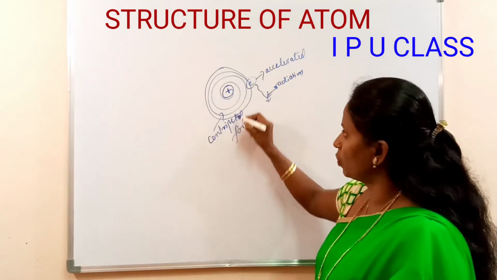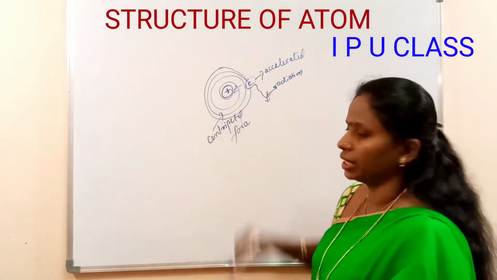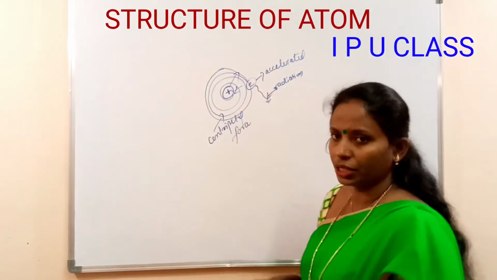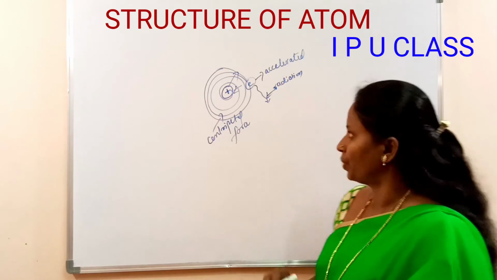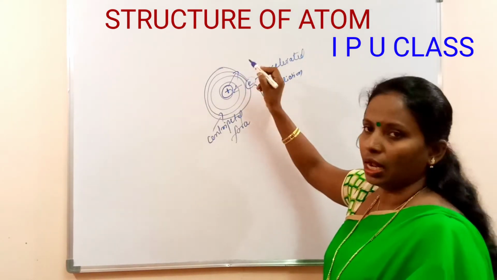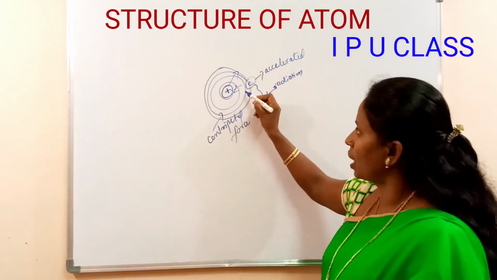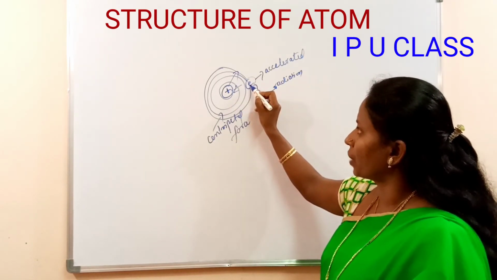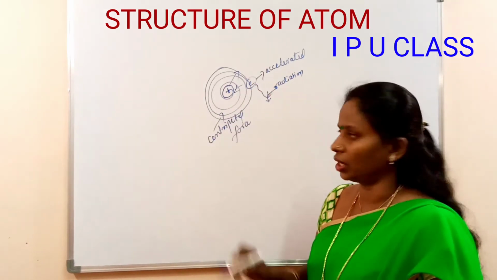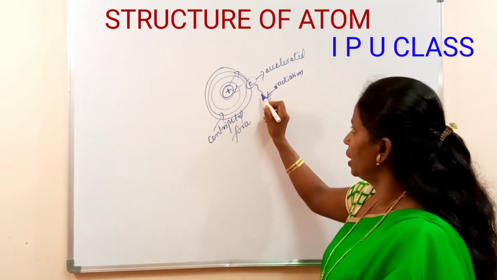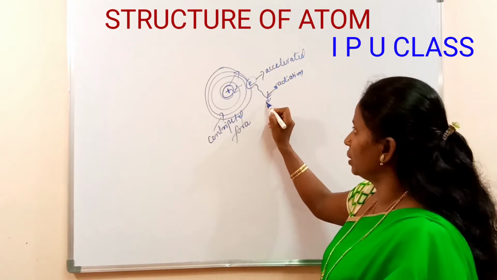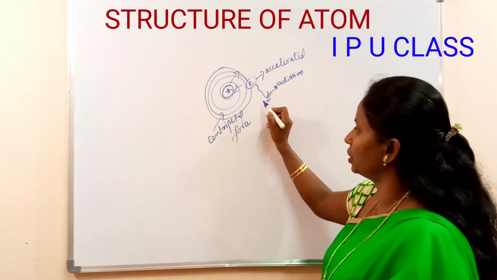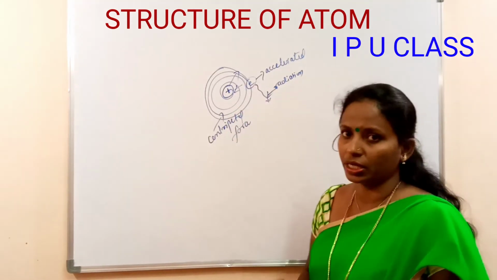So Rutherford couldn't explain the stability of an atom. The force acting towards the center is called centripetal force, and the force acting away from the center is called centrifugal force. Here the centripetal force is the Coulombic force of attraction, attracting towards the center, and because the electron loses energy by emitting it in the form of radiation, it will fall into the nucleus.